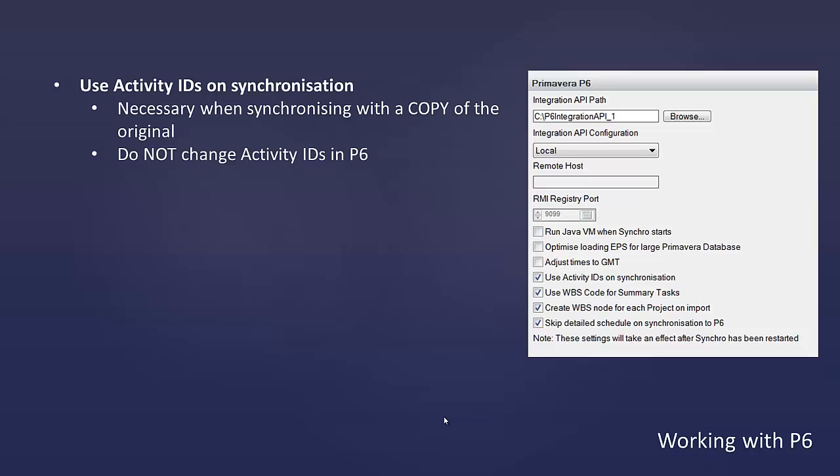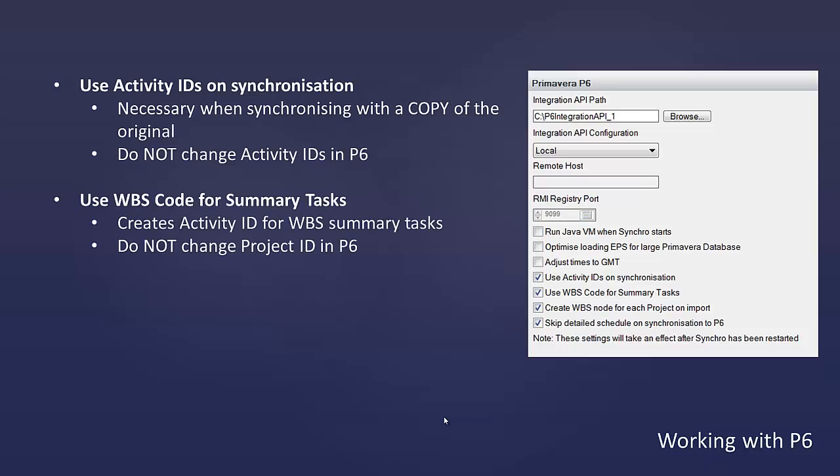So if you do change that ID, Synchro won't recognize it as the same task, and it would lose its assignment to 3D objects when you synchronize that. Another option is this use WBS code for summary tasks. And this option is available because in P6 you do not have activity IDs for WBS summaries, whereas in Synchro you can. And so what this does is it simply takes the WBS code from P6 and uses it in place of an activity ID for those summary tasks in Synchro.